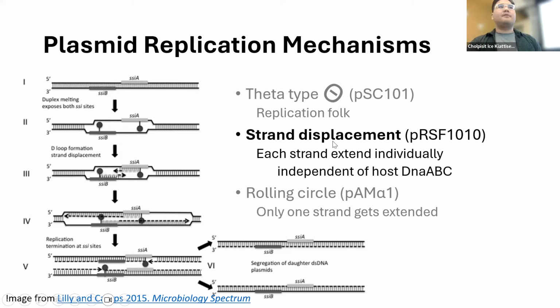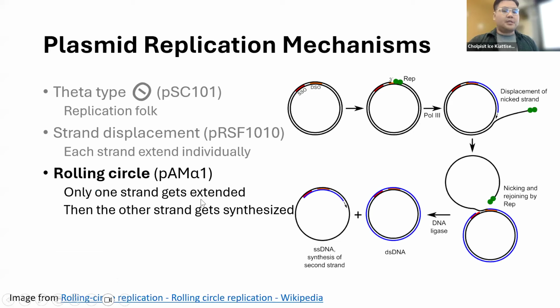So when we talk about something that was high copy or low copy, which I'm going to touch on a little bit later as well, these are the mechanisms involved in whether you're going to have an efficient or inefficient transformation or maintenance of a plasmid. The last one is called the rolling circle mechanism, which is mostly found in gram-positive bacteria.